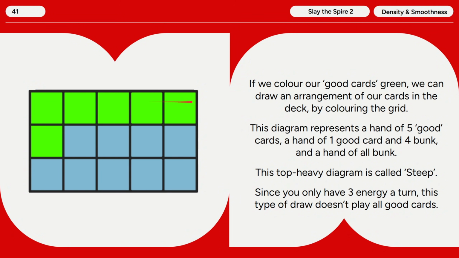You drew all your good cards together and then all your bad cards together. And since you only have 3 energy per turn, this type of draw actually doesn't play all of our good cards. You'd say you've got 6 good cards in this 15 card deck, but then over the course of 3 turns, you actually only got to play 4 of them. Because you only have 3 energy per turn, you only got to play these 4 good cards, and you didn't get to play these last 2.